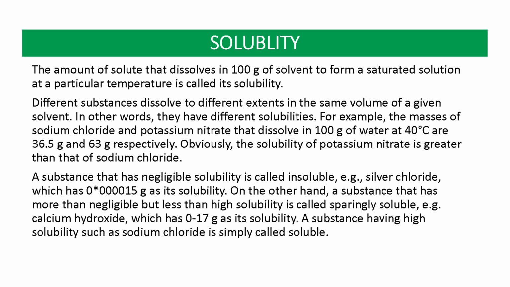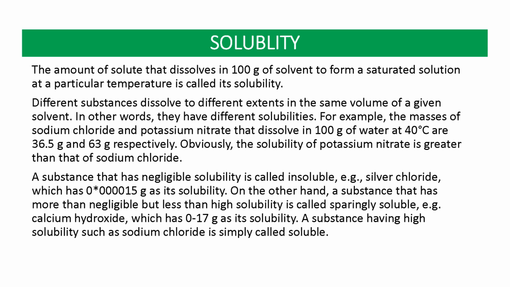On the other hand, a substance that has more than negligible but less than high solubility is called sparingly soluble, which means slightly soluble. Example, calcium hydroxide, which has 17 grams of solubility. A substance having high solubility such as sodium chloride is simply called soluble.